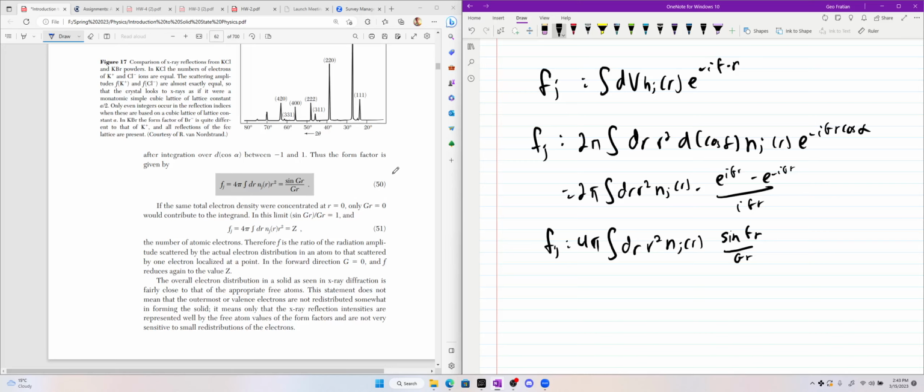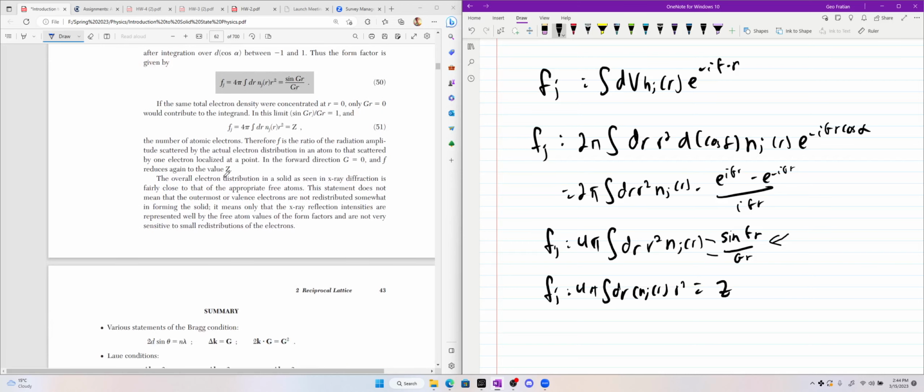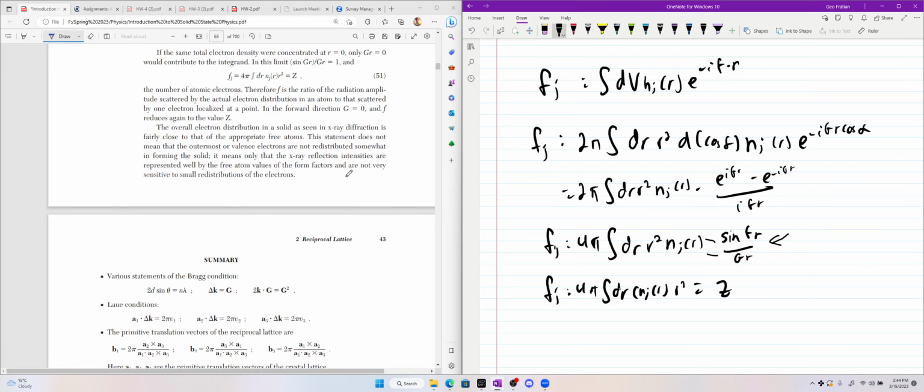Okay, so that tells us then if the same total electron density were concentrated at r equals 0, only Gr equals 0 would contribute to the integrand. So in the limit that sine(Gr)/(Gr) goes to 1, f_j equals 4π integral dr n_j(r) r², which is Z, the total number of atomic electrons. Okay. So the overall electron distribution of a solid as seen in XRD is fairly close to that of the appropriate free atoms.